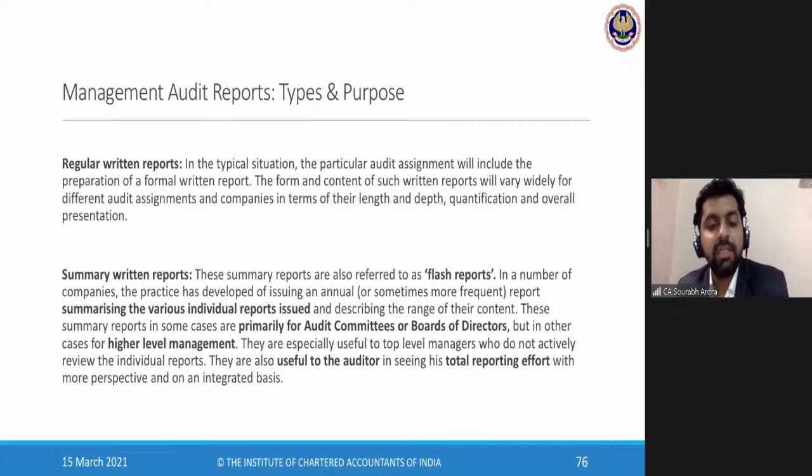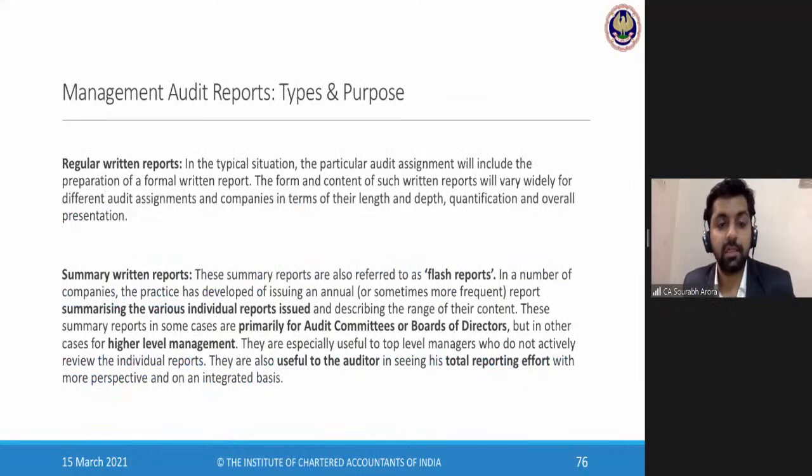Then the summary written reports. These are the flash reports. Especially with the prevalence of agile audit concepts, which has now begun in MNCs in India as well, the concept of flash reports has been introduced, in which various individual reports are summarized and issued to the audit committee, board of directors or higher level of management, who do not have so much time to go through each and every audit report that you issue. This is just a report summarizing the major observations that you have observed, the recommendations that have been implemented, or the recommendations that need to be implemented, and the decisions the audit committee or the board of directors need to make, if any.